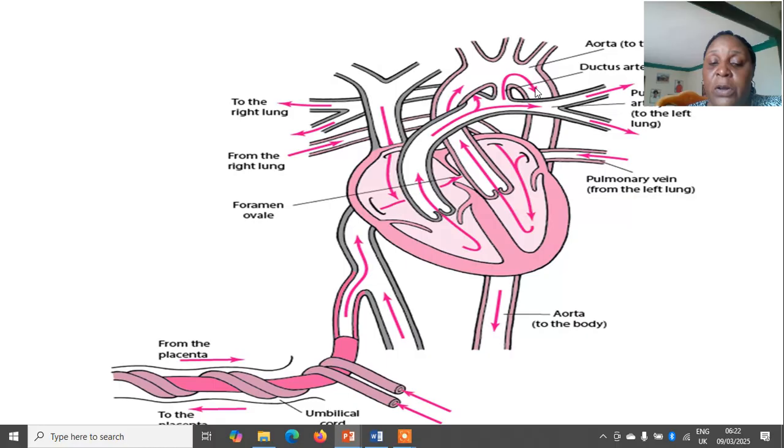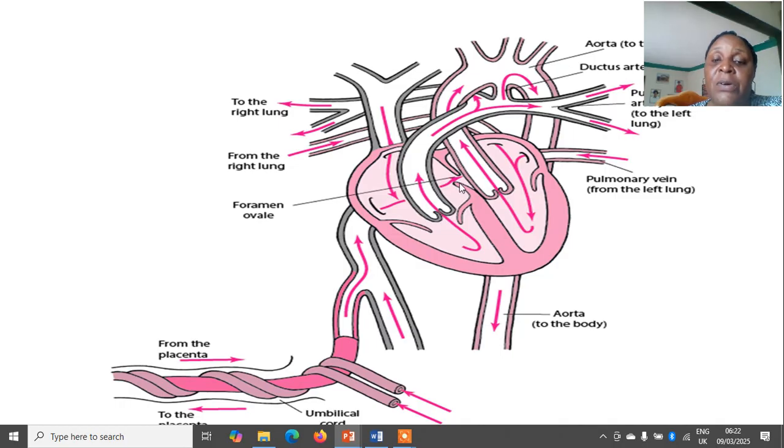But because we closed the placental supply, it means that the blood which was oxygenated can no longer go through the pulmonary artery to supply the lungs. It means this one now closes. But instead, the blood now is oxygenated through the lungs. So what does it mean? Now the oxygenated blood is coming in through the pulmonary vein, and now it is supplying the aorta.